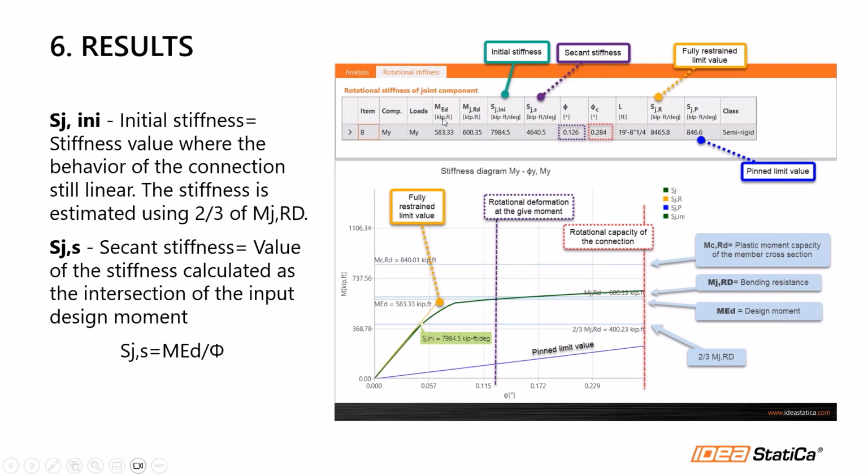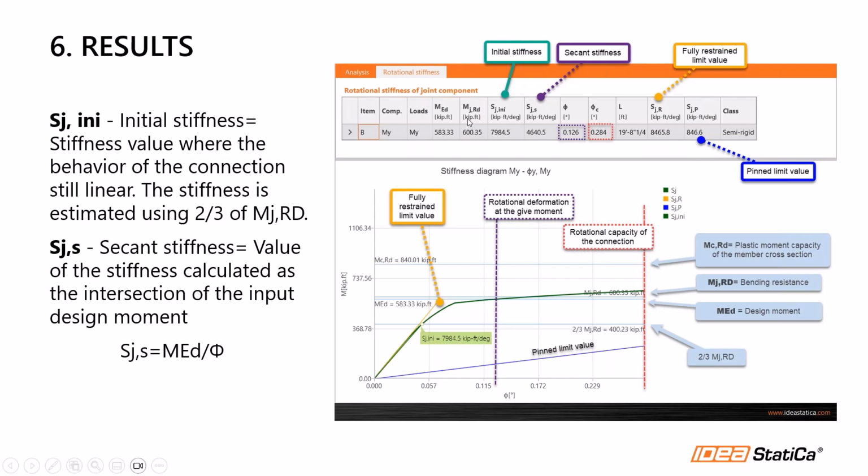The first value that we get is the MED. If you see here, I have the definitions of all the moments because they have a line over here in this graph. In this case, the MED is the design moment. So what is that design moment? Well, that is the moment that you input on MY in this case. So this is my input moment, okay, to get this analysis to run.